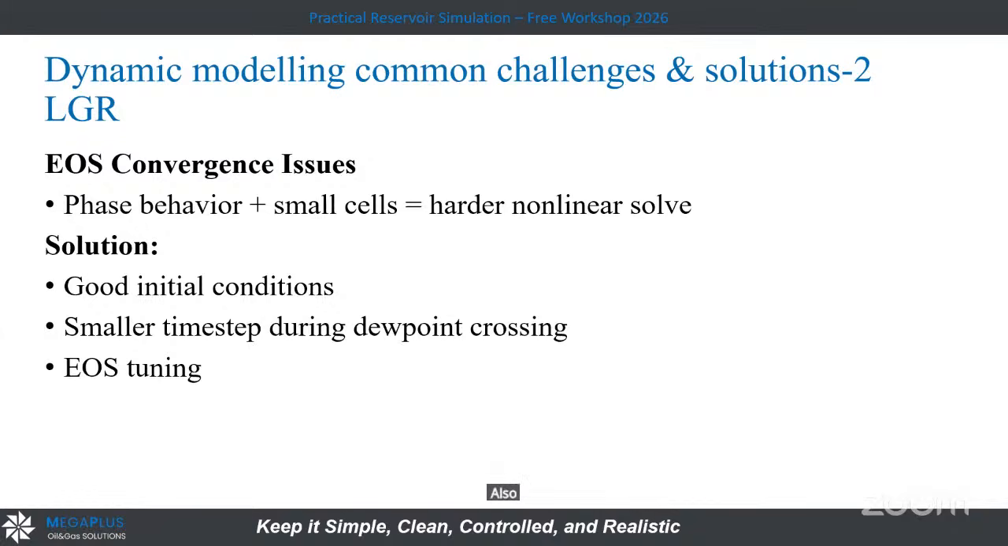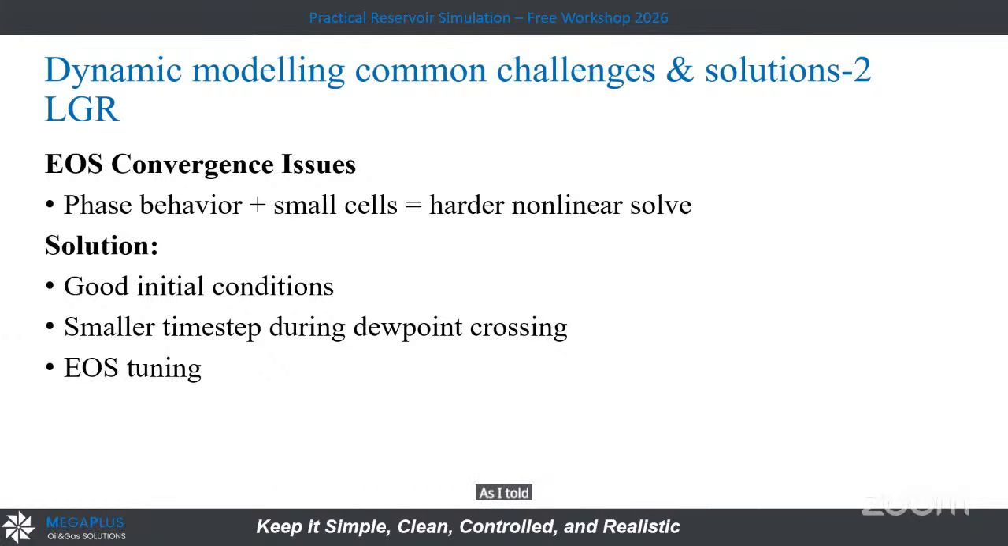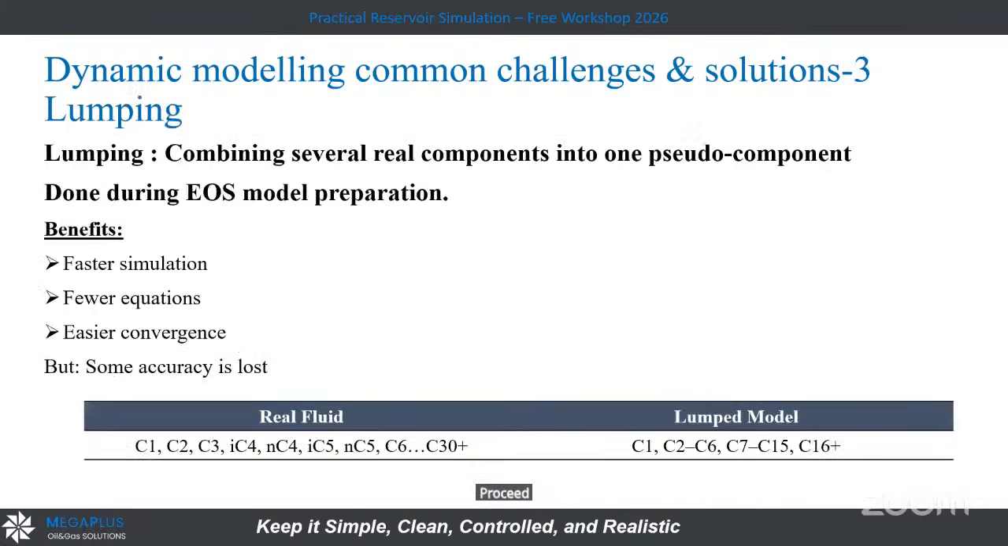Also in the LGRs, maybe we have some problems in the equation of state, the phase behavior in small cells. So we are talking about many calculations according to the equation in each component and each pressure. As I told you, a lot of calculations, a lot of iterations, a lot of matrices. Sometimes the model will try to solve it, but at a certain point, the model will tell you a lot of convergence problems happened. I cannot proceed. This is for the LGR.